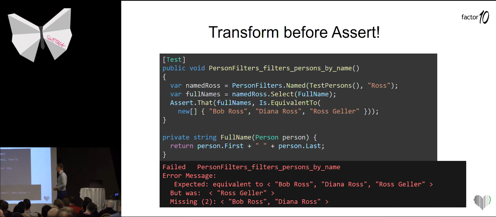I see here that we have Ross Geller, we are missing Bob Ross and Diana Ross. And from this information, you can actually figure out that the problem is probably that it only looks on the first name and not the last names, directly from the failure.